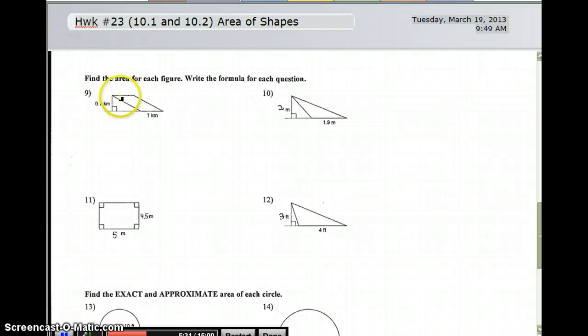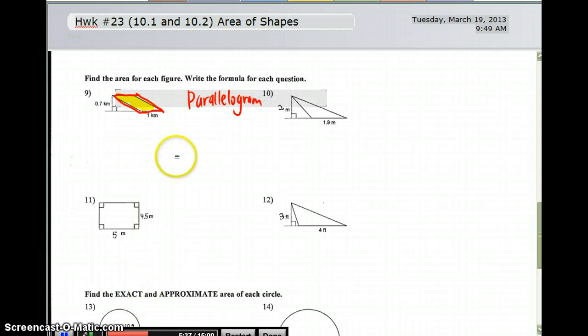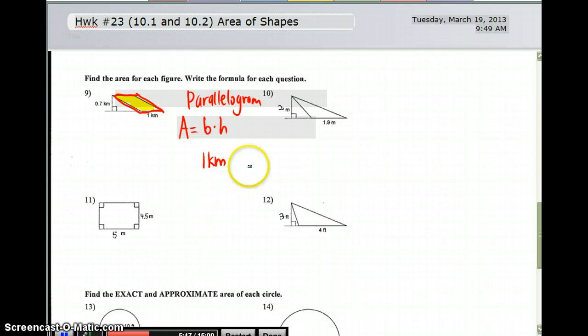Finding the area of the figure below. Number 9, if I were to just highlight the figure right here and maybe outline it for you, what figure would that be called? Yeah, it's a parallelogram. So I want to use the formula for the area of a parallelogram, which is going to be base times height. I'm not going to divide by 2, so I'm just going to multiply 1 kilometer times 0.7 kilometers, giving me an area of 0.7 kilometers squared.